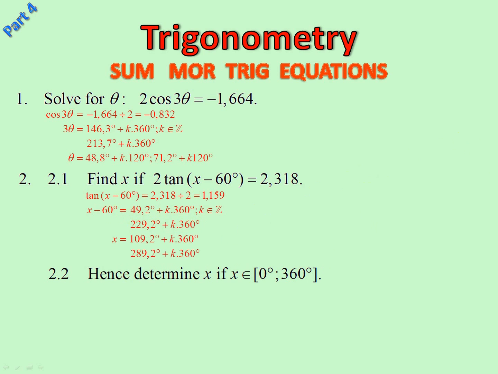So there we are. Now hence determine x if x is an element of 0 to 360. Now the useful thing is here I look and I say, well, tan of x, not 2x, not 3x, just x, means only 2 answers from 0 to 360. And those fit, so that must be them. K equals 0.